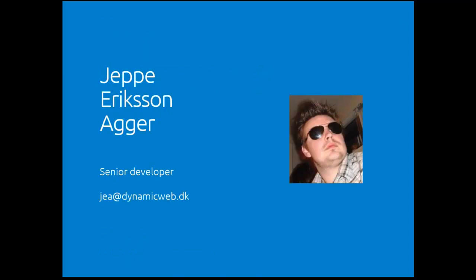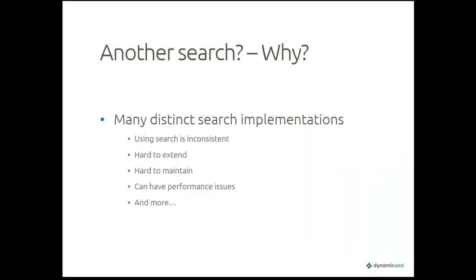So, who am I? My name is Jeppe. I'm a senior developer at Dynamic Web. I've been with the company for 7 years, almost 8 years now. And I was one of the principal developers of this new searching API.